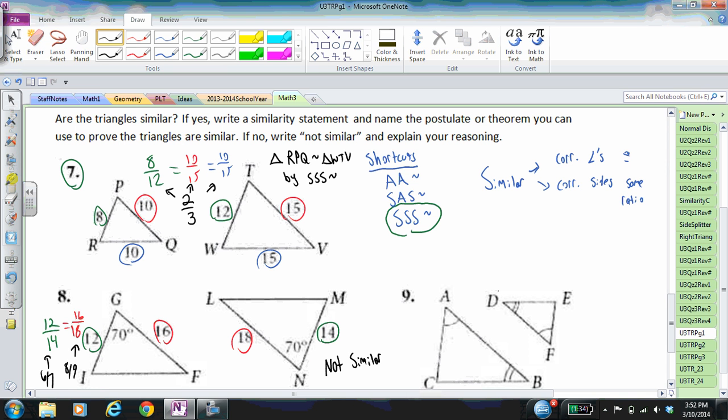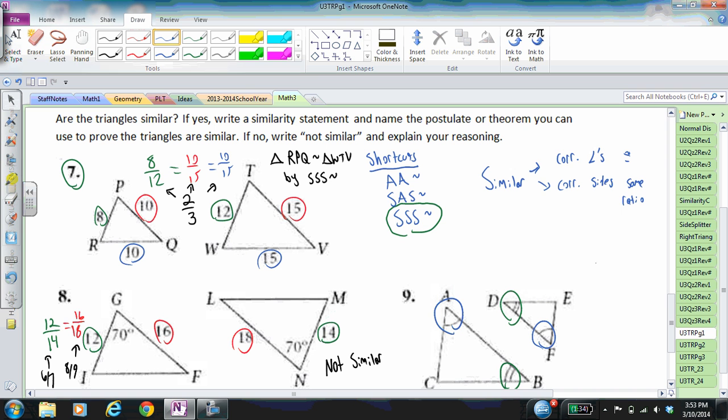Which leaves us number 9, which is the easiest one. I have one pair of angles that are congruent, and then two pairs of angles that are congruent. So that is going to be angle-angle similarity. So that's a yes.